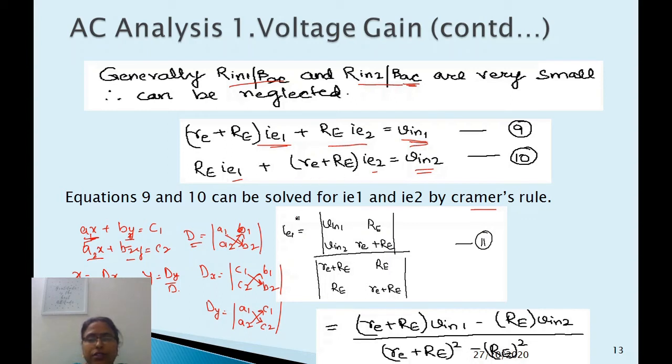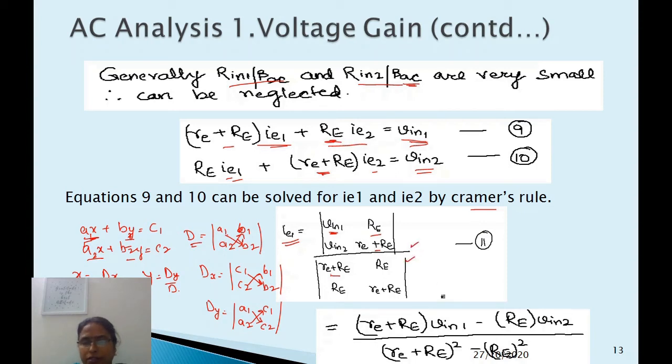So here you can see that IE1 is equal to dx upon d. Replacing the coefficients of IE1 by Vin1 and Vin2, with Vin1 and Vin2 in this column, RE as the coefficient here, and RE plus RE, divided by d. D means all these four terms: RE plus RE and RE, RE plus RE and RE. So all these we have taken.